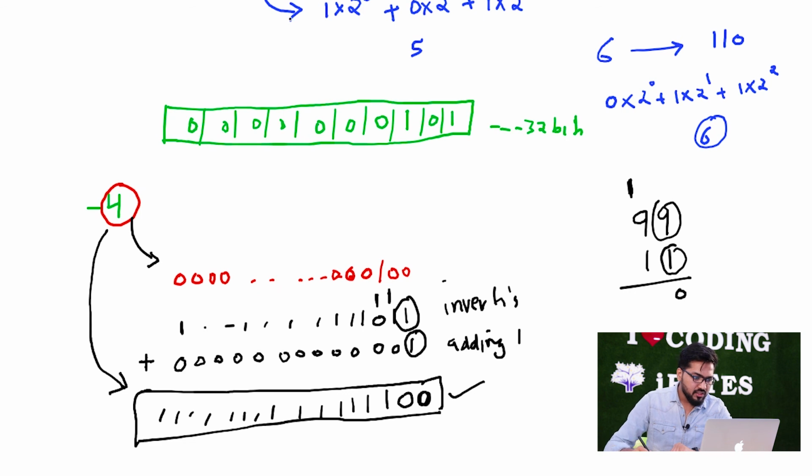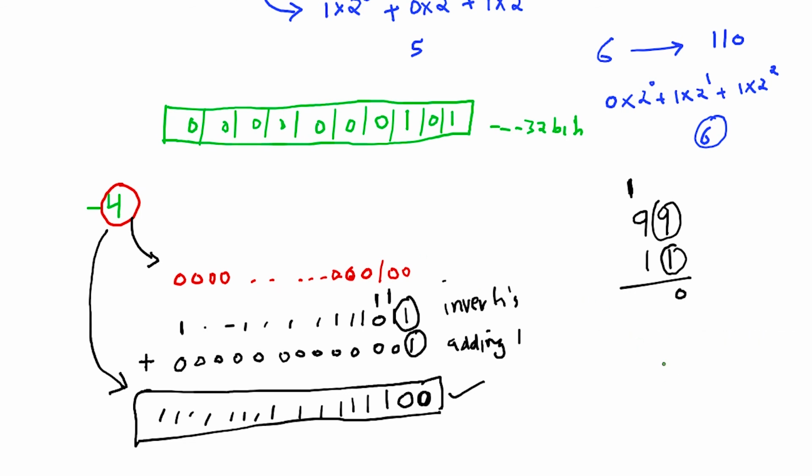And one more thing: the highest value of an integer is 2 to the power 31 minus 1. This is the maximum value of an integer, and the minimum value of an integer is minus 2 to the power 31. I hope it is clear how an integer is stored in memory.